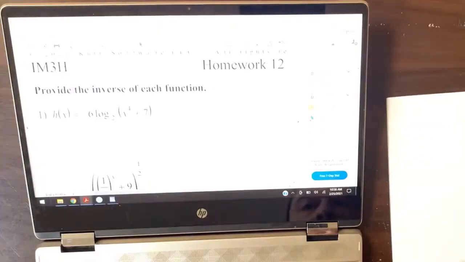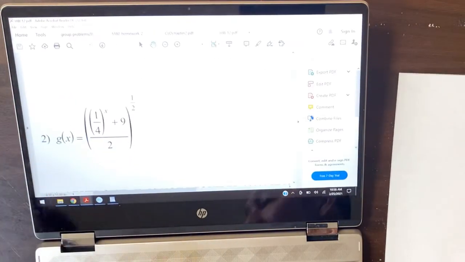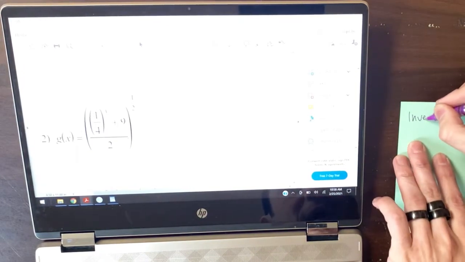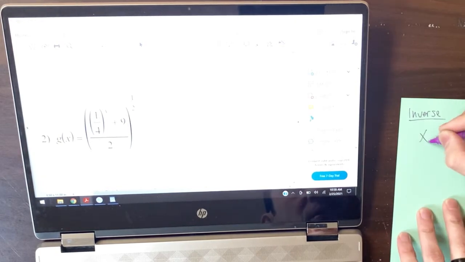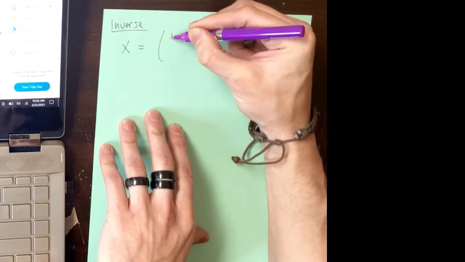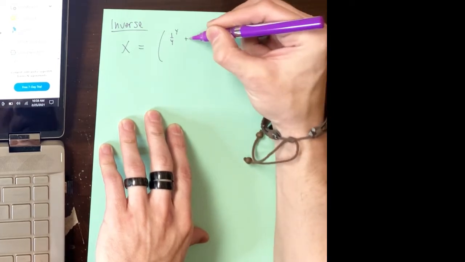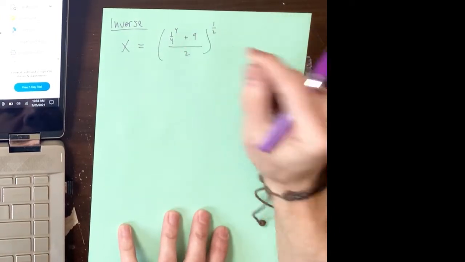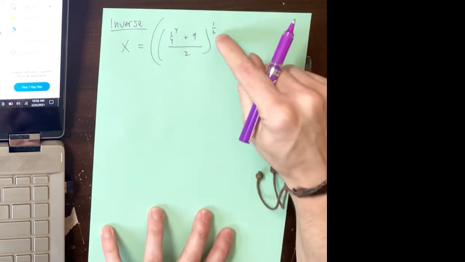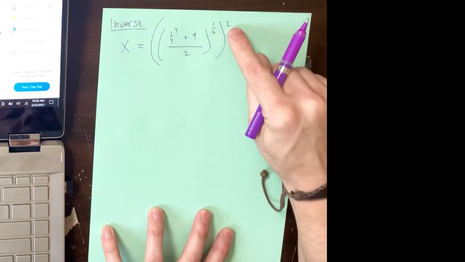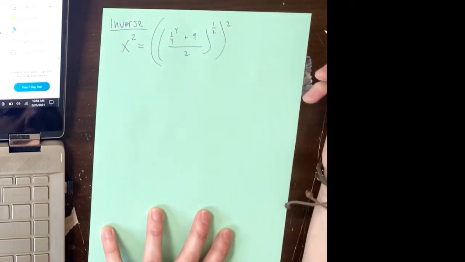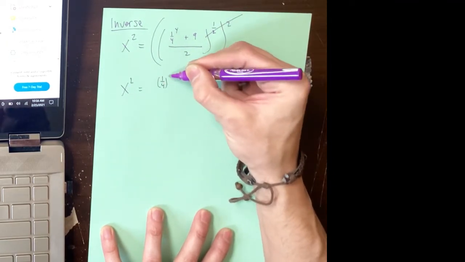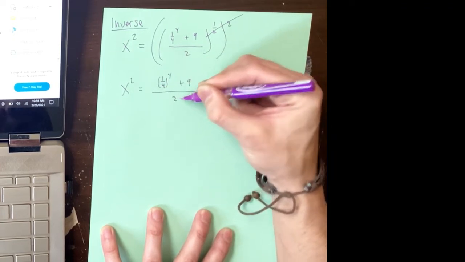Now, what about the next question here for number 2? We want to find the inverse of g. So right away, why don't we just switch x and y? So that would be x equals 1/4 to the y plus 9/2 to the 1/2. So we want y alone. How about we get rid of the power of 1/2 by raising both sides to the power of 2, square, square. So these are gone. So we have x squared equals 1/4 to the power of y plus 9/2.